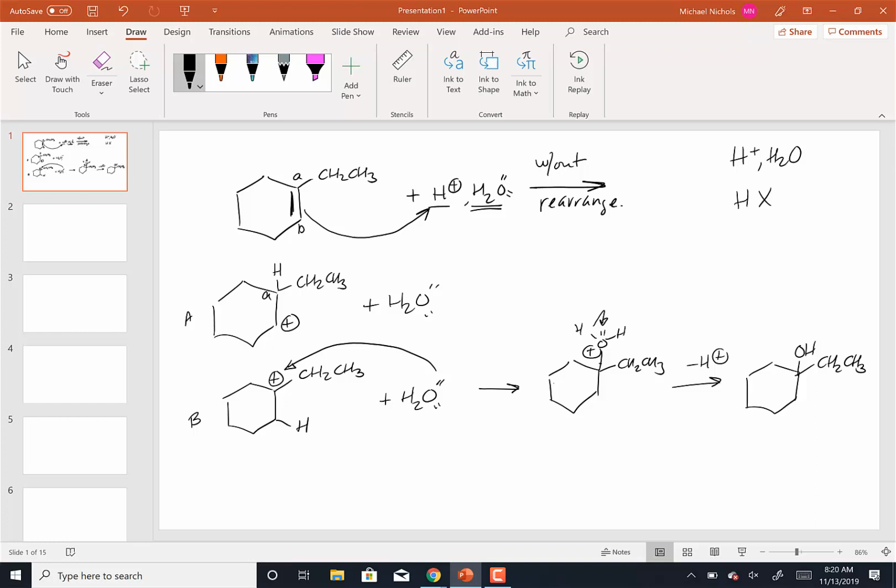And so when we add H plus H2O to the double bond, what am I adding? H and OH. When I add HX, meaning HCl, HBr, what am I adding? H and whatever the halogen is. Okay. So in this case, the H added to the bottom carbon and the OH added to the top carbon to give me the major product. Okay, everybody with me so far?